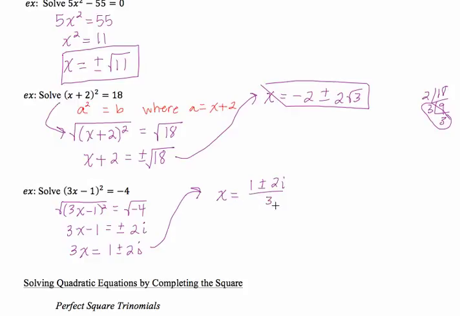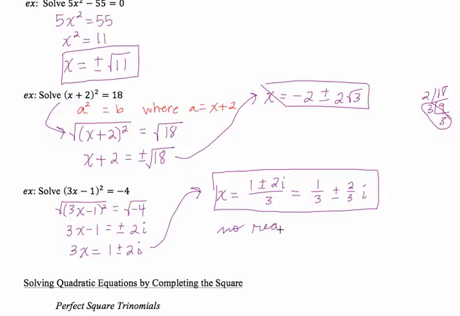Now you can leave it like this, or if you wanted to write it in that a plus bi form, you could split it into two fractions, 1/3 plus or minus 2/3 times i. That's in the standard form a plus bi. But those are both correct solutions for this equation. Now notice there's no real solutions, but there are imaginary solutions.